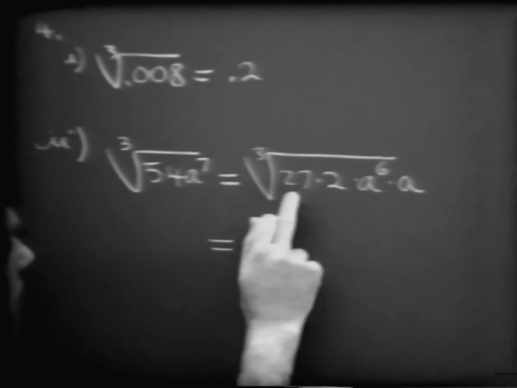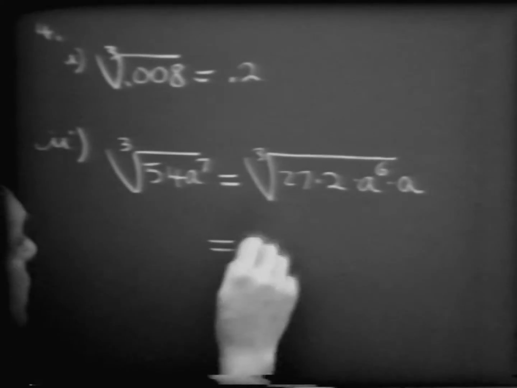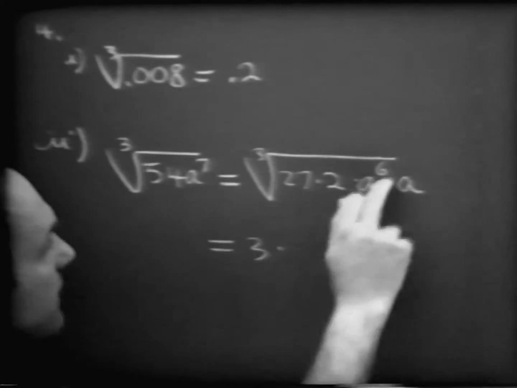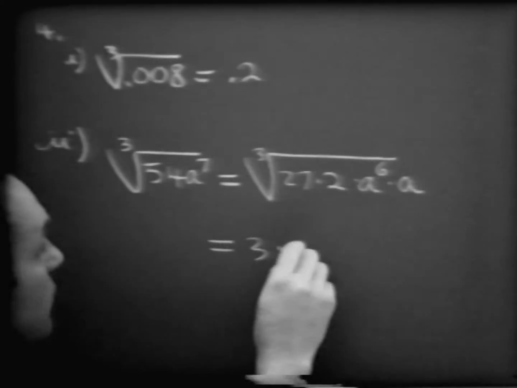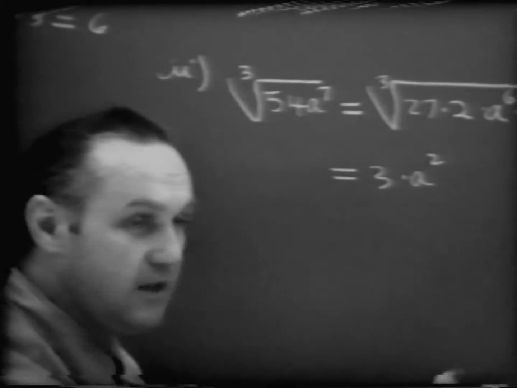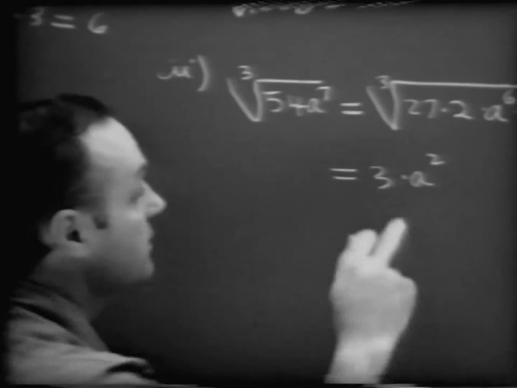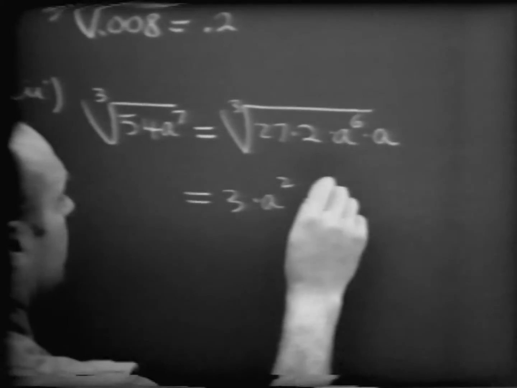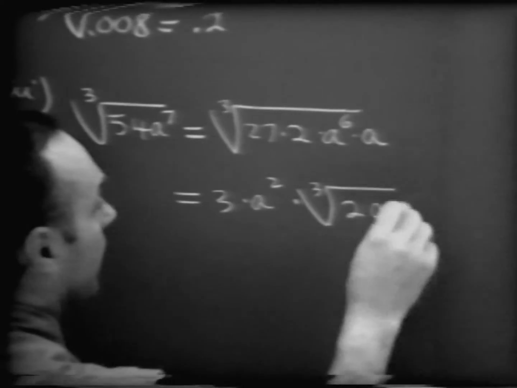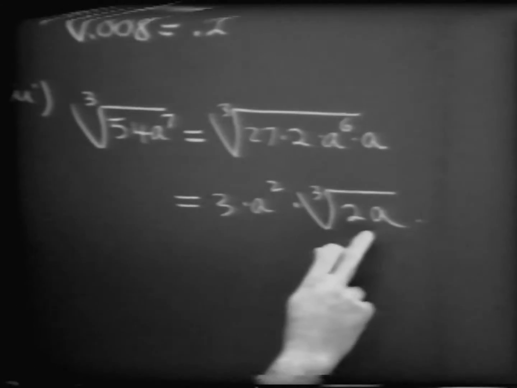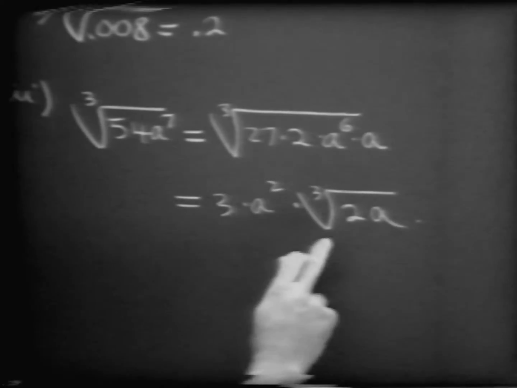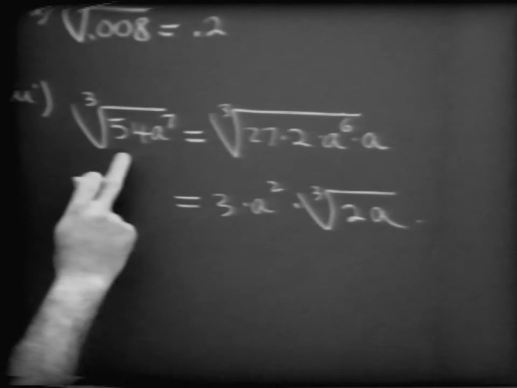Now, the cube root of 27, let's use our theorem, is 3, times the cube root of 2, which we can't do much with, times the cube root of a to the 6th power. What is that? It is a squared. I want that number which, when multiplied by itself 3 times, is a to the 6th. So a squared times a squared times a squared is a to the 6th. Now whatever is left is the cube root of 2 times a. And notice we do not have to put any restriction on a here. So finally we have 3a squared times the cube root of 2a as the most simple name for this expression.